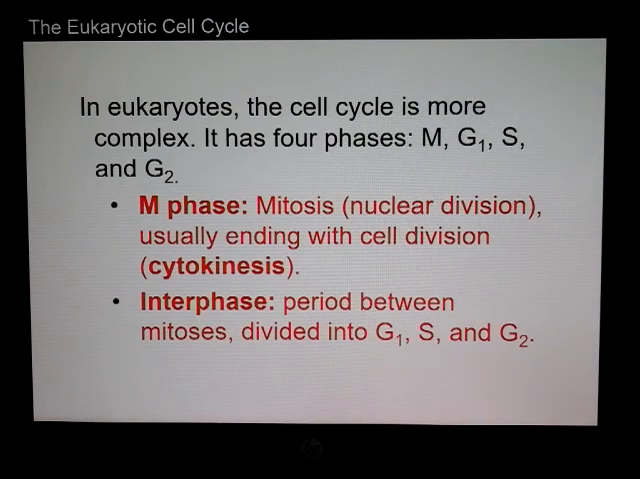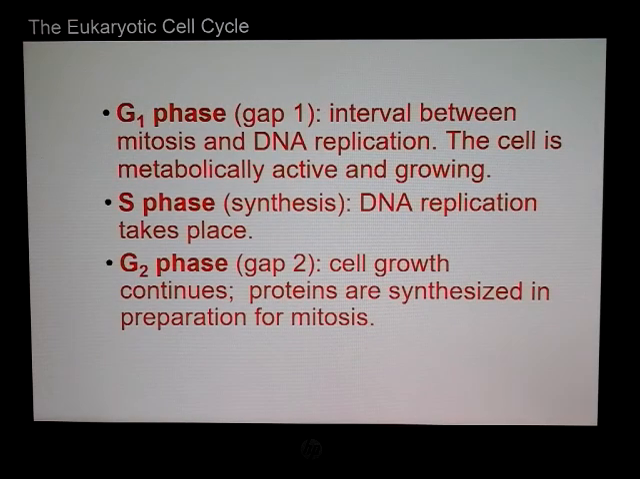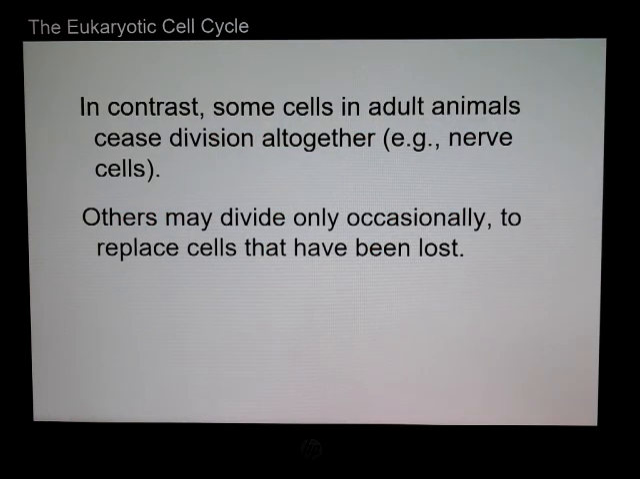Interphase is a period between mitosis divided into G1, S, and G2. So the G1 is a gap phase, and that's an interval between mitosis and DNA replication. So it's active and it's growing at this time. S phase is when you actually have the synthesis, so DNA replication takes place. And the second gap phase is where cell growth continues, proteins are synthesized in preparation for mitosis.